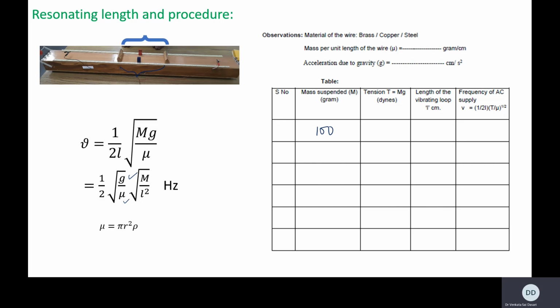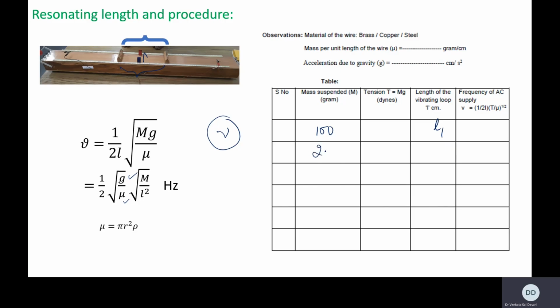So by moving the bridges, we are varying the length, so we are varying the frequency. When this frequency is equal to the external AC frequency, then the wire vibrates with maximum amplitude. At that time, the paper rider we keep on the wire will fall down. So we will find the resonating length related to 100 grams.